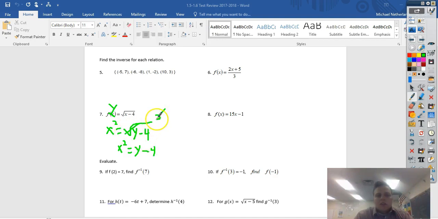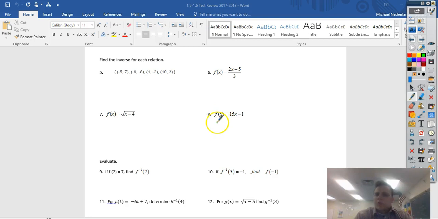So now I just have to finish solving for y. Okay. And to finish solving for y, I just got to get rid of the minus 4, so I need to add 4. So you get x squared plus 4 is equal to y. And that's your inverse. So instead of having y, you might write f raised to the negative 1 of x. Okay. Number 8.